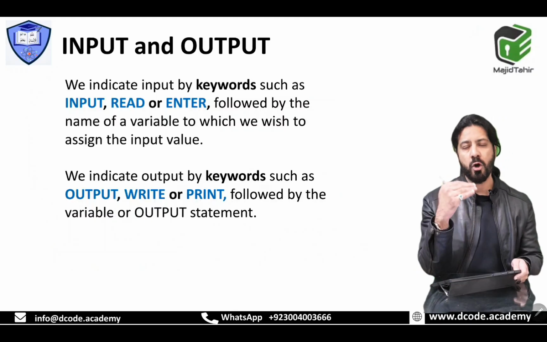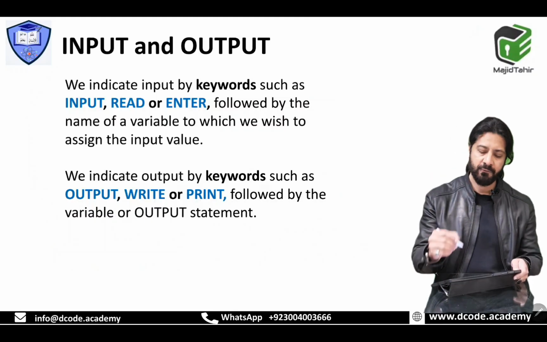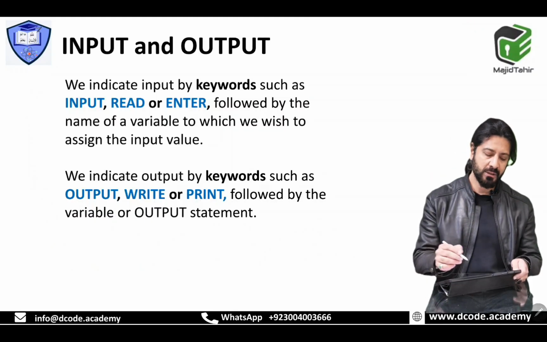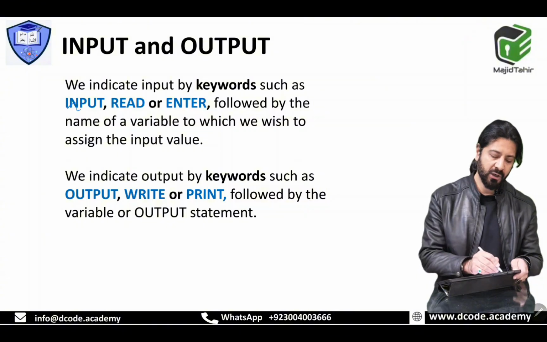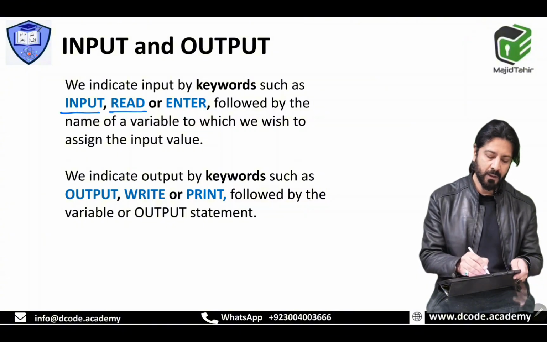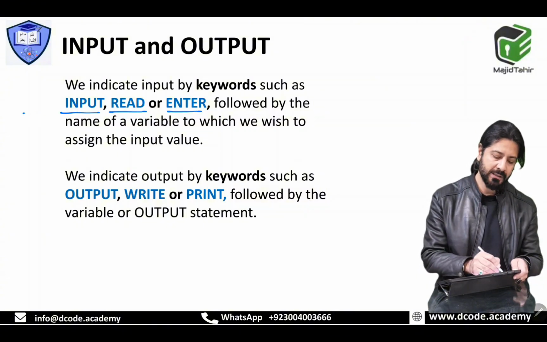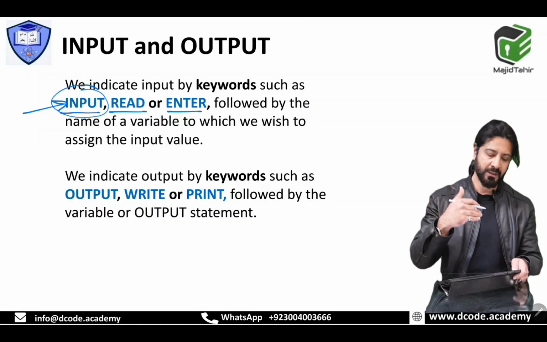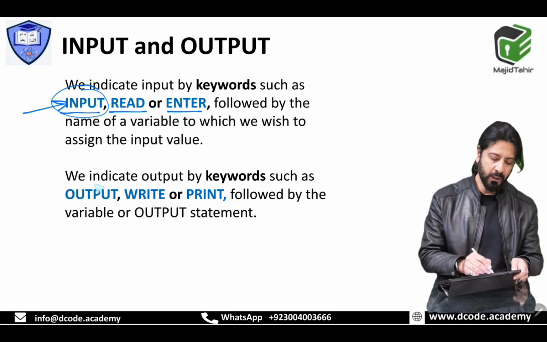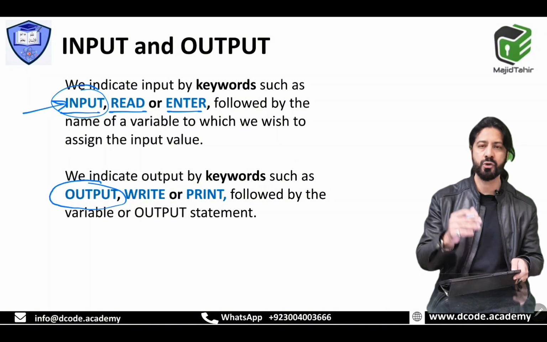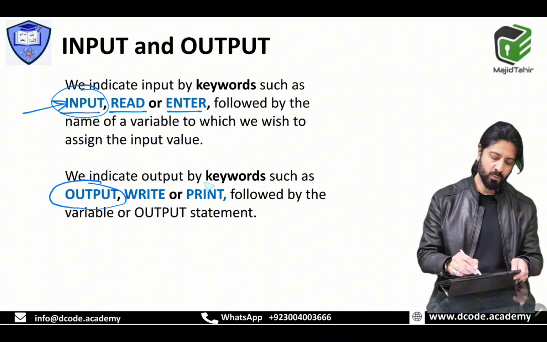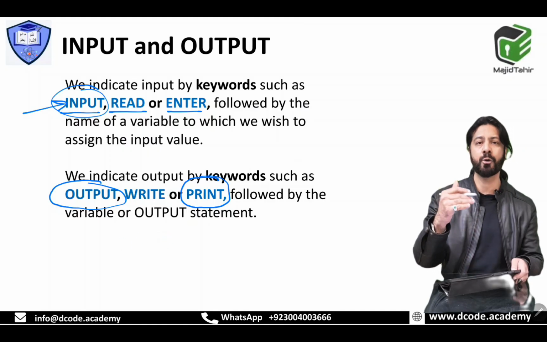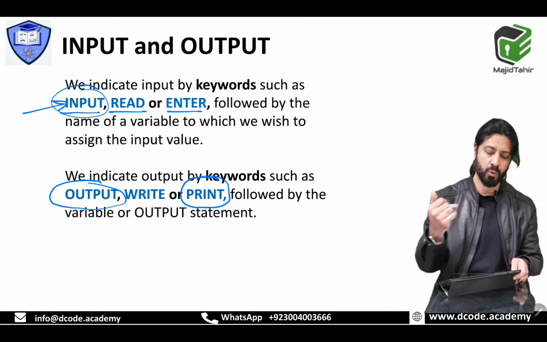All right, now we are going to talk about the keywords found in the pseudocode. So pseudocode uses input, read, and enter. All three keywords can be used for inputting, but the most common is input. So we will be using input in the pseudocode which is used by Cambridge. And for outputting, we mostly use output. We also use write and print, but in Cambridge we mostly use output and print. So you will be seeing output or print mostly used in the pseudocodes.